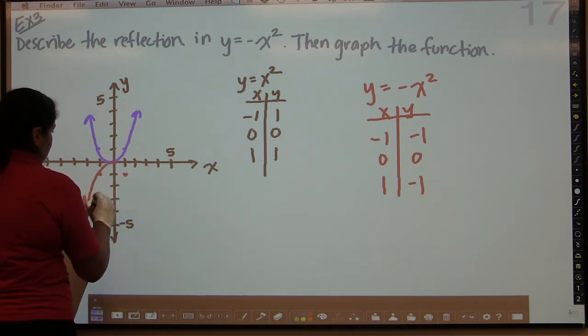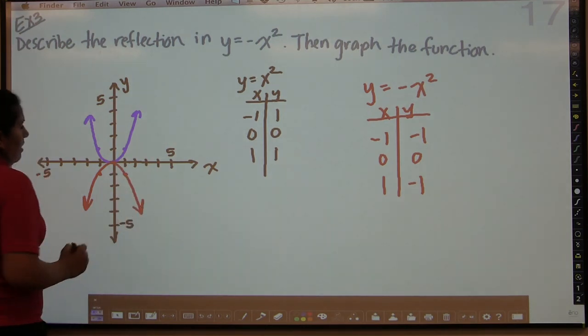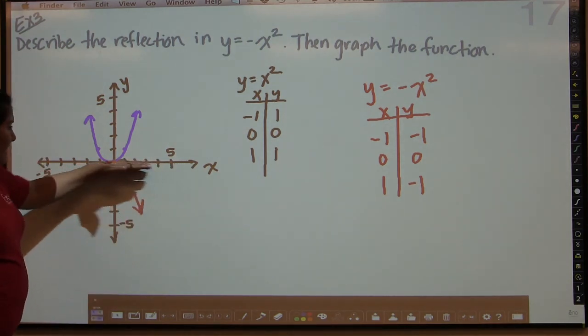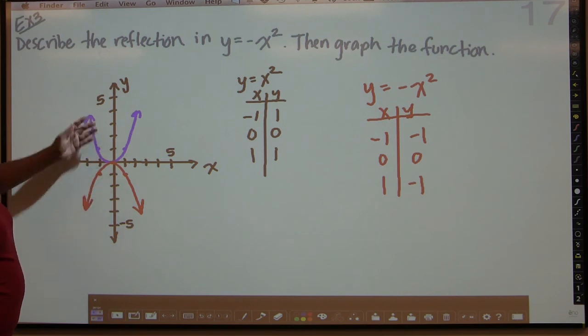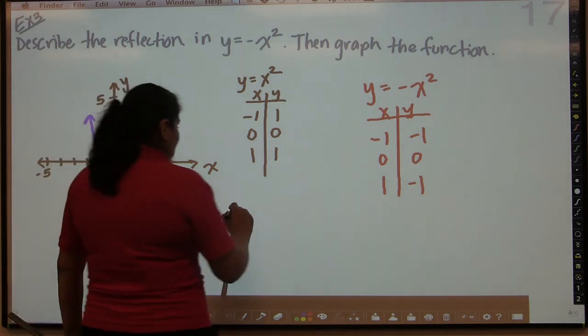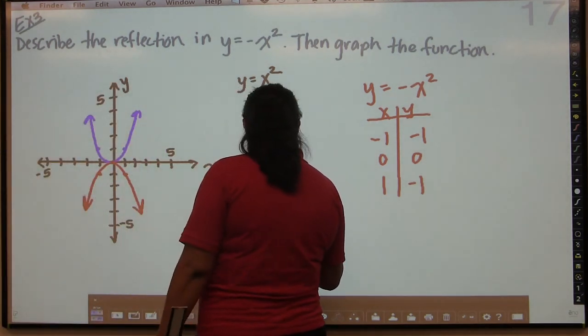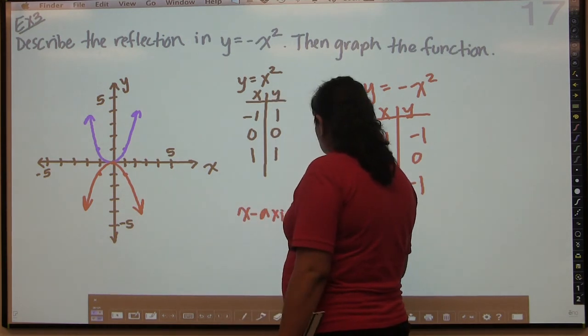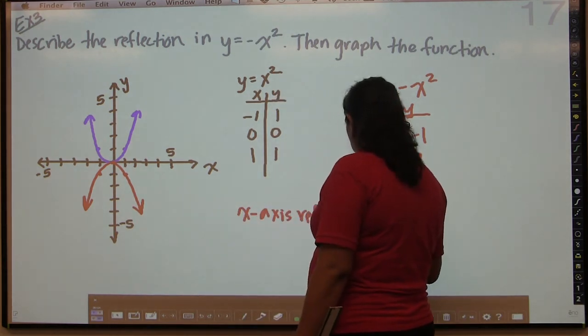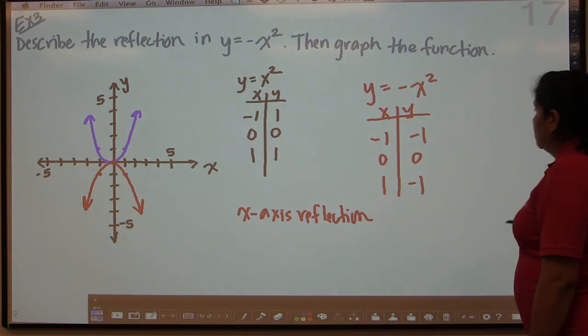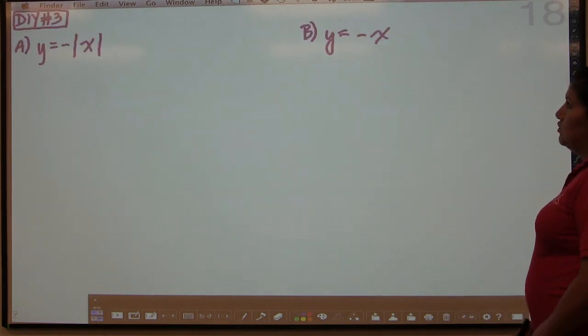And you will get the exact same graph, but flipped upside down right along the x-axis. That's what we mean by mirror image. Okay? So this is going to have an x-axis reflection. And then we've already graphed the function. So now you can try these.